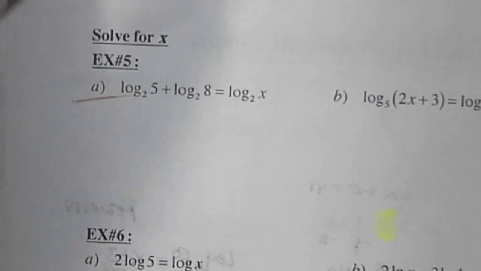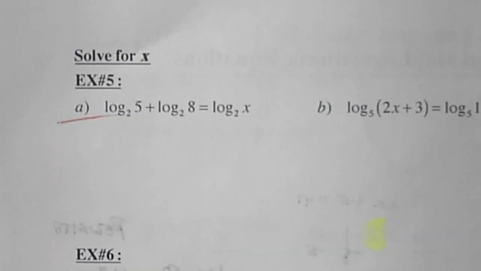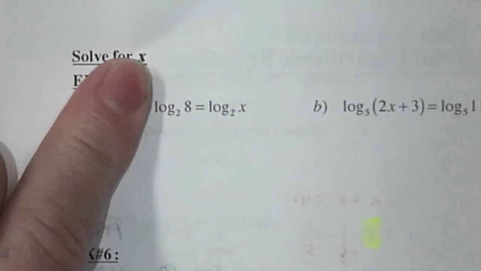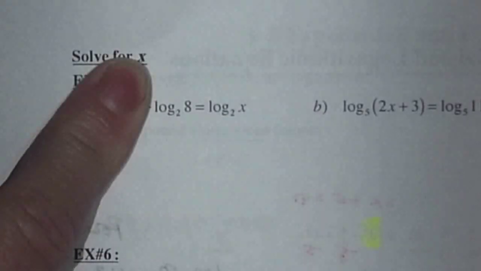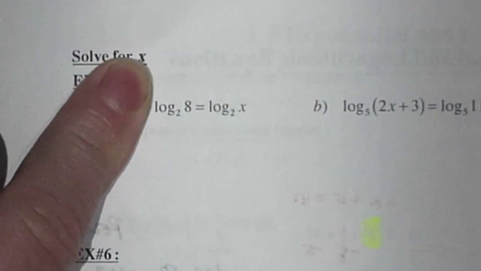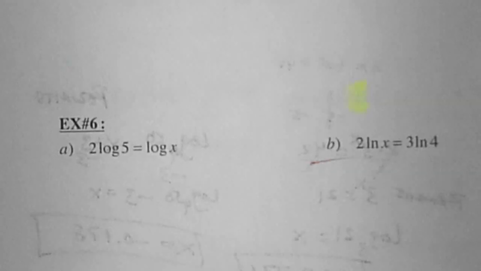But here we go. All right. How many logs do you see on 5? I see 3 logs. I can't have 3 logs. Now, if I had 1 log, I could rewrite. That's typically the case. But if I have 1 log on either side of the equal sign, I could just cancel them. Okay? Maybe I should do number 6 first.